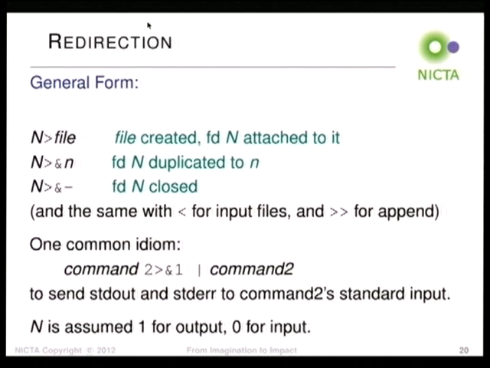All right. There's a really common idiom if you want to put standard error and standard output through a pipe, and that's to use the 2>&1 before the pipe command, right? Because the pipe's done first, and then the redirections are done. Okay, any questions about that slide? Was there a question at the back?